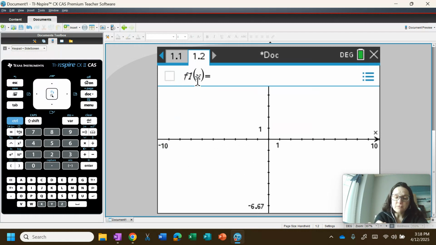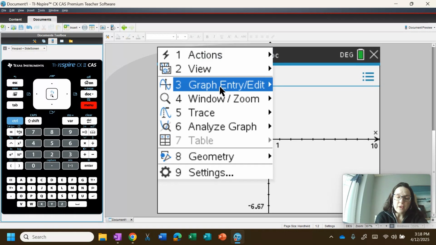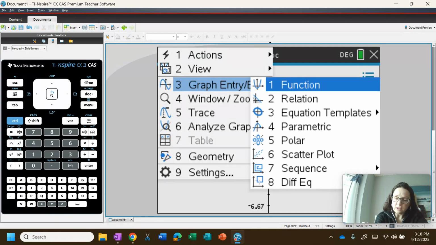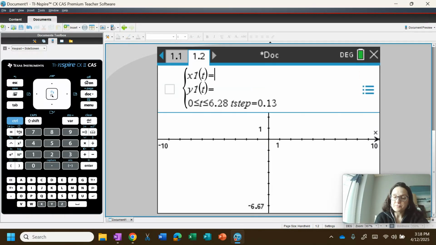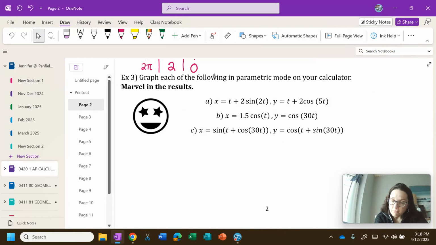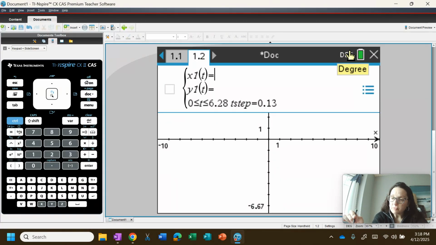And then I'm going to figure out, wait, I can't graph parametrics in there. That just says function. So in the graph page, if you go to menu and you do graph entry edit, at least I think that's where it is. It is. Parametrics is choice 4. So menu, 3, and then 4 will change this into parametric form. Well, you'll get an x equals and you'll get a y equals. So if I go back, my x was t plus 2 sine 2t. Okay. And I want to be in radians.